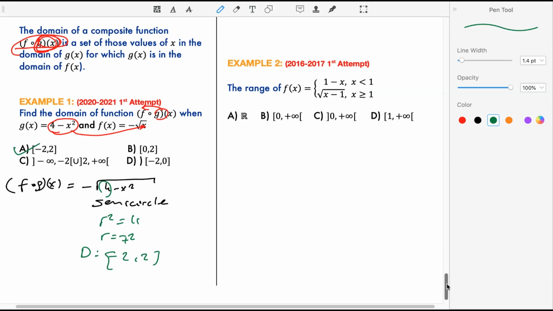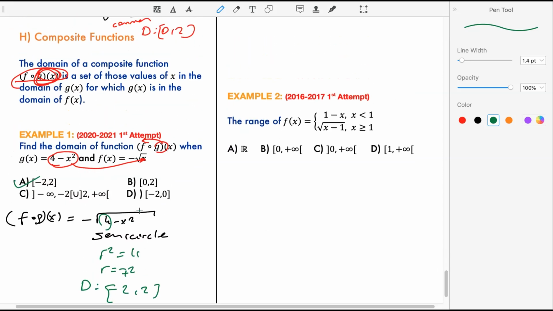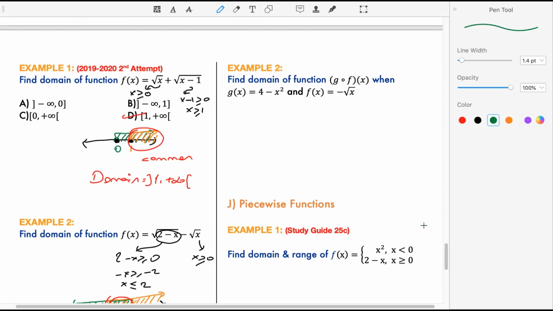Okay, when you switch the order, what happens? Instead of finding f of g of x, let's find g of f of x and see what happens. This time you put f into g. So let's write the composition. g of f of x is equal to 4 minus negative square root of x squared. Let's simplify this. The square root of x squared is just x, right? The 2 and the radical will go. When you square the minus, it becomes plus. So we get 4 minus x.